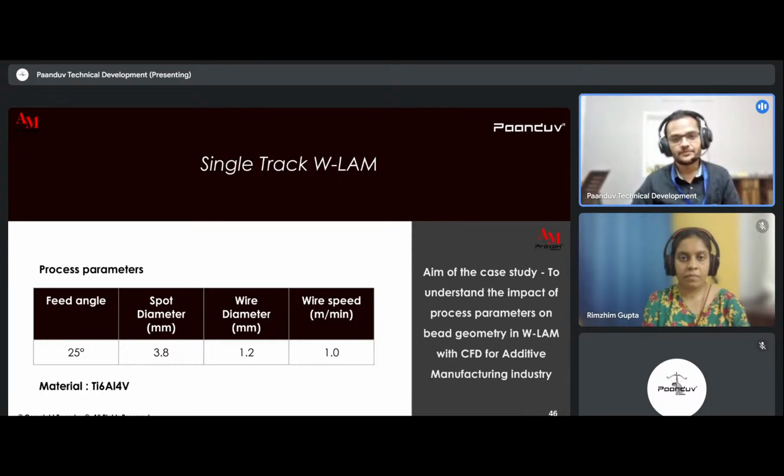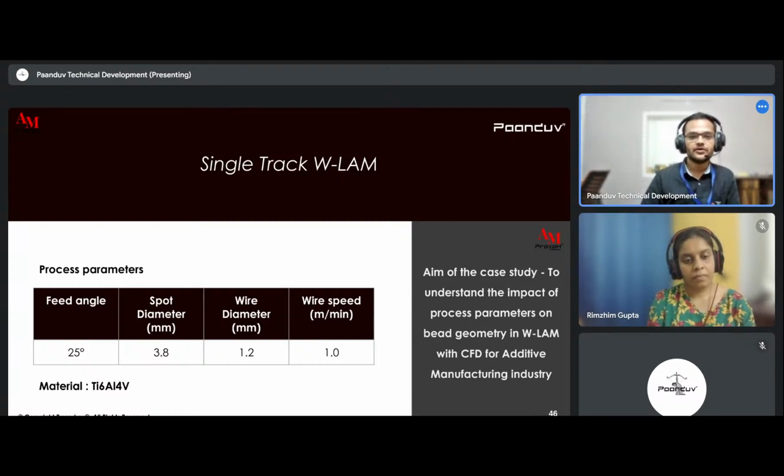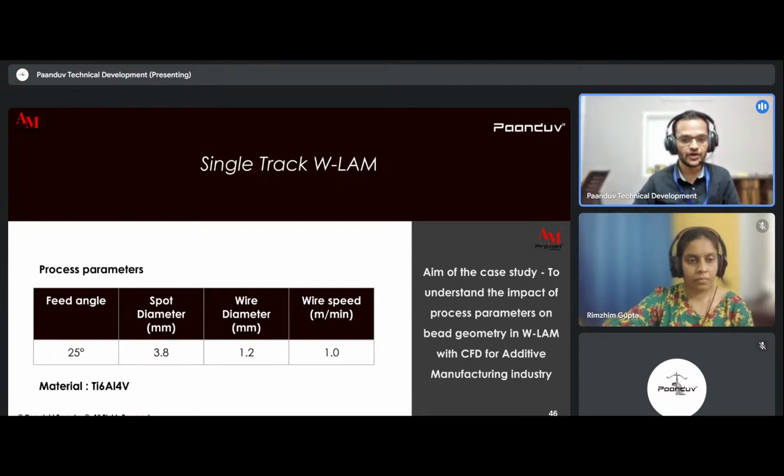Let's start with the case study. The aim of this case study is to identify the impact of process parameters, like how the laser power and deposition speed are affecting the dimensions of the deposited bead size. The process parameters we took for this are feed angle 25 degrees, spot diameter around 3.8 mm, wire diameter around 1.2 mm, and wire speed around 1 meter per minute. The material properties for the simulation are chosen as Ti-6Al-4V.